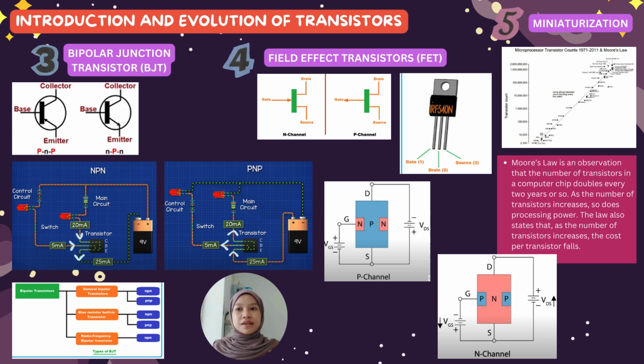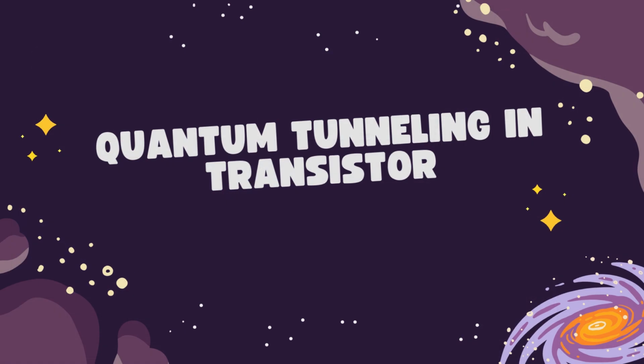In electrical devices, miniaturization refers to fitting more transistor nodes onto a smaller integrated circuit (IC). Moore's law is an observation that the number of transistors in a chip doubles every 2 years or so. The law also states that as the number of transistors increases, the cost per transistor falls.